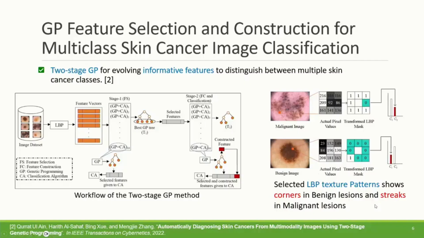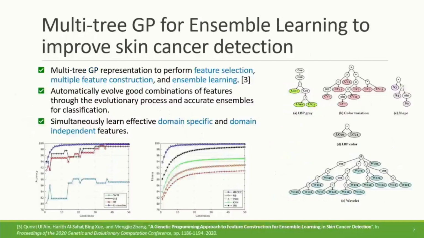An important thing here is that we found that the selected LBP texture patterns show corners, and those corners, particularly ones at different scales, are highly informative to the clinicians, and streaks are associated with malignant lesions. So this information is highly valuable to the dermatologists.